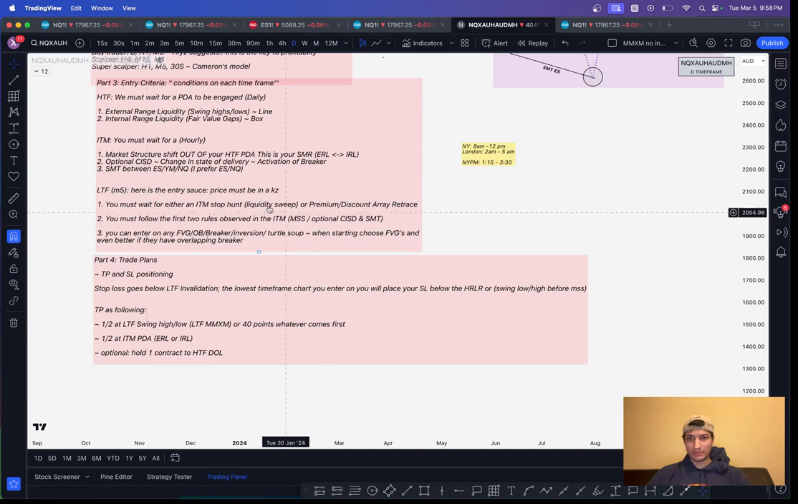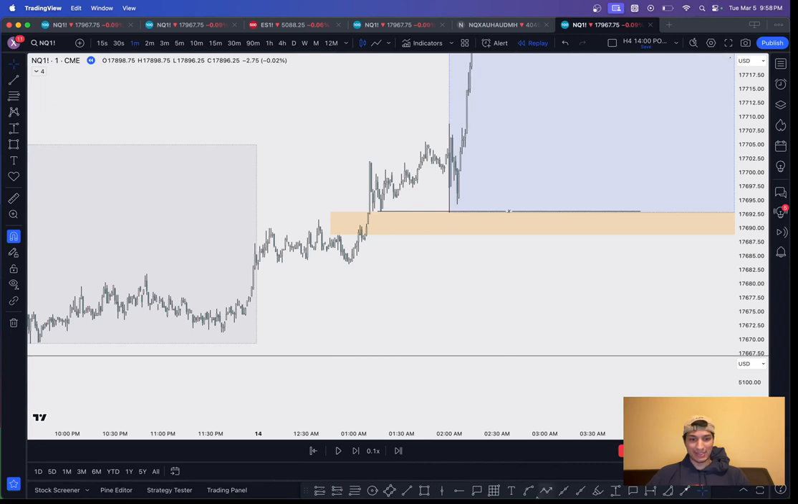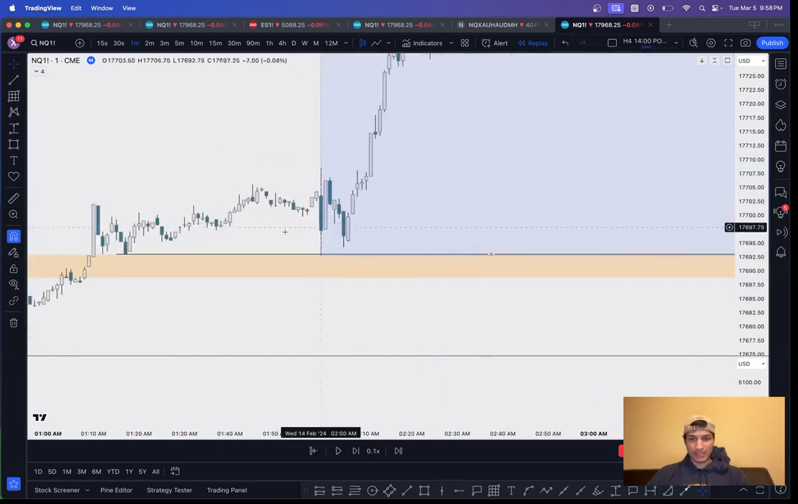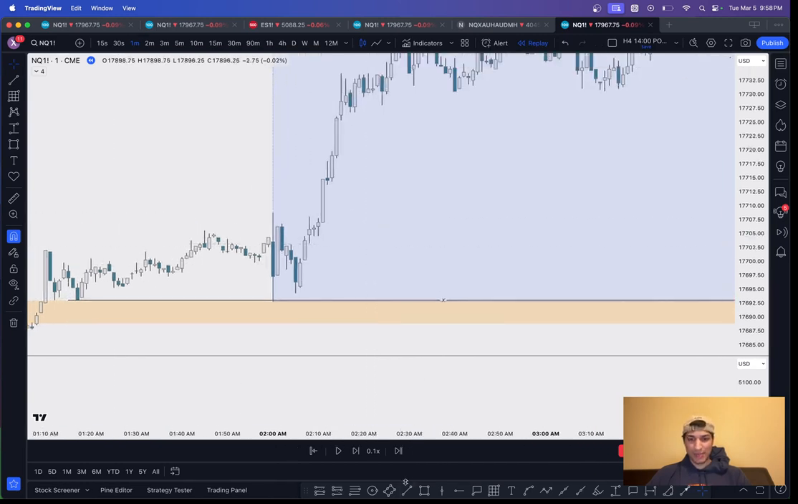What did I get? Liquidity sweep, premium discount array retrace. I got both here, right? This is a liquidity sweep and this is in premium discount array, right? Notice how price refers right back into that premium level. Or I guess it's right here, right into that discount level right here. So then once we get this engagement of this low, what we do is we wait for the same criteria to form. We want to see a market structure shift.